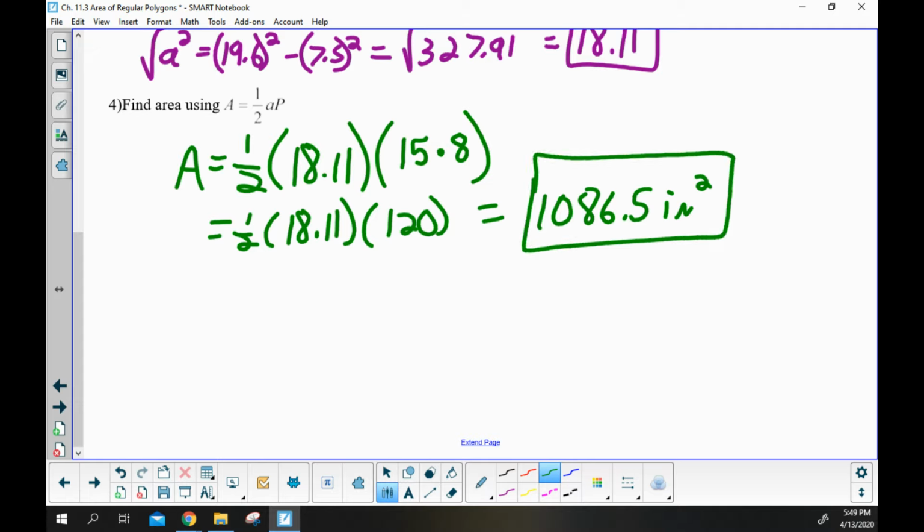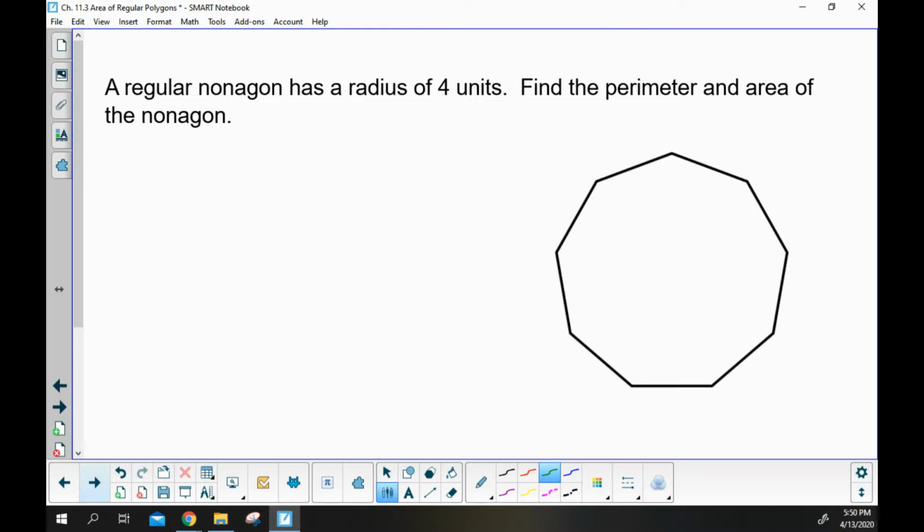So I had to find my apothem, and then I used my apothem and my perimeter to solve. I didn't need the radius. The radius actually only helped me solve for the apothem, but I didn't need it for my area formula. So remember what you need and what you don't need. Sometimes you're going to need to find things. Sometimes you may have already gotten it. You don't need to solve for anything else.